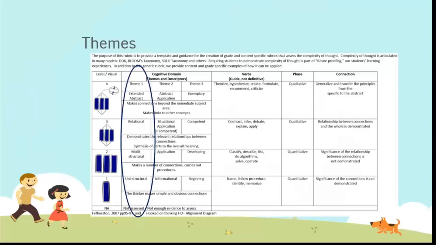Theme 1 uses some unique words: extended abstract, relational, multistructural, and unistructural. If you look at Theme 3, they use common words: exemplary, competent, developing, and beginning. Note that all three of these themes use competent to describe Level 3. This is the target learning goal for competencies.